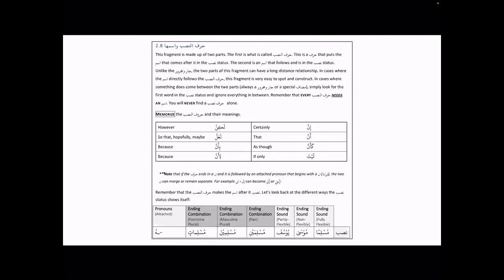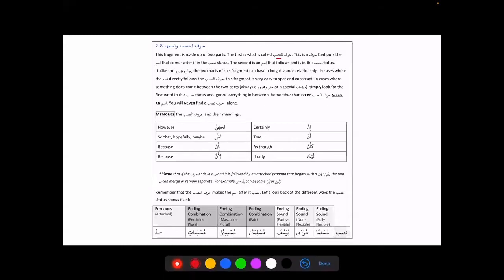So this fragment is made up of 2 parts, meaning one would be harfu nasab itself, and the other is going to be some ism, and this harfu nasab is going to put some influence on this ism, and it is going to make it nasab in status. So that's why we are calling it harfu nasab fragment. So the first is called harfu nasab. So we are going to always have harfu nasab first.